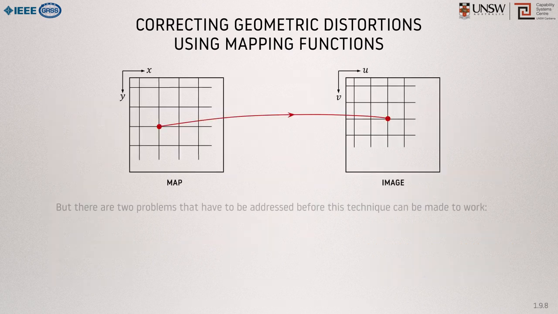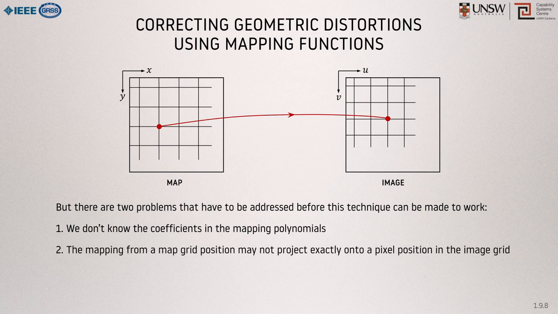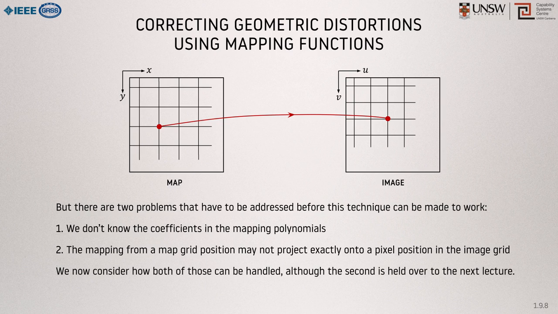There are now two important matters to be considered before the method is workable. The first is how to determine the unknown coefficients in the mapping polynomials, and as said earlier, that involves the use of control points. The second practical matter is that the mapping from a map grid position using the polynomials may not project exactly onto a pixel position in the image grid. That will form the focus of our next lecture.